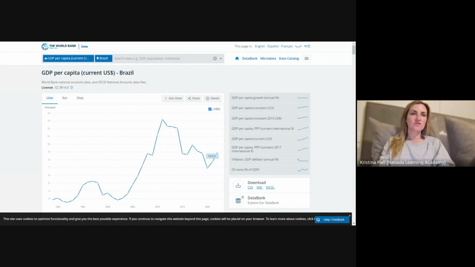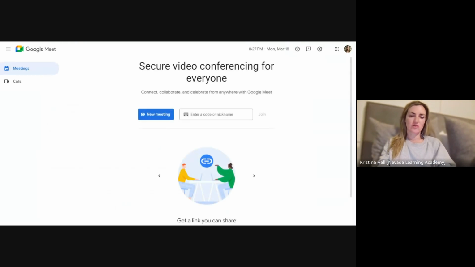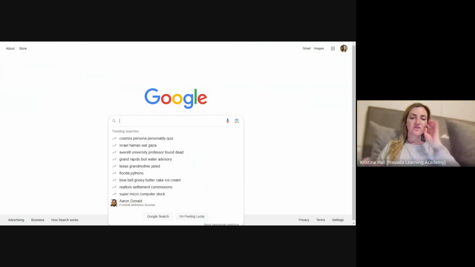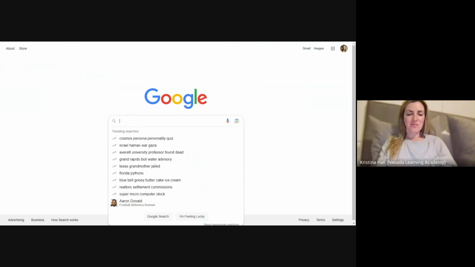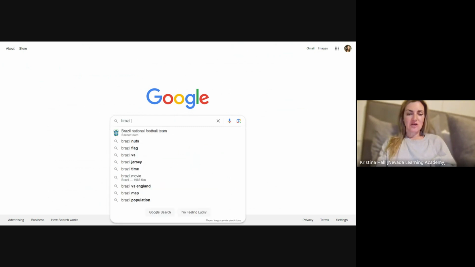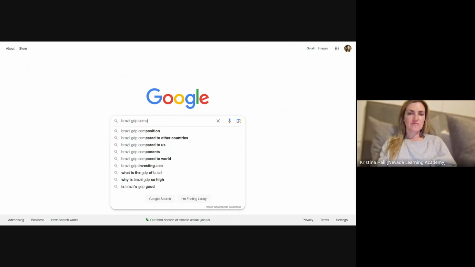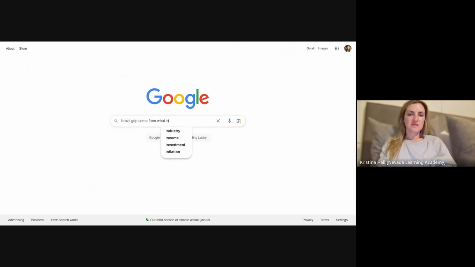Again, you're going to do this with all of these. This is where it's going to take a little bit of time. You've got to do a little research. This is the part where you get to use those typing skills. So I'm going to put Brazil's GDP comes from what industry?